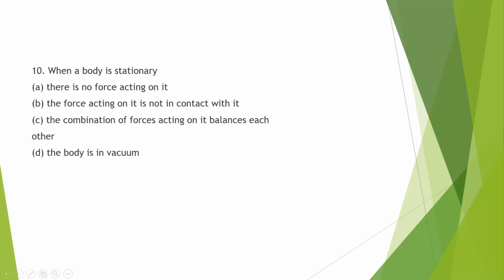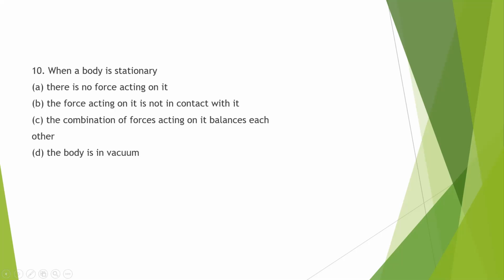This is also not true. Why? Because whatever the gravitational force is acting on a body, it is not a contact force. It is a non-contact force. So here, if it is there, then also the body is stationary, which means that the combination of forces acting on it balances each other.